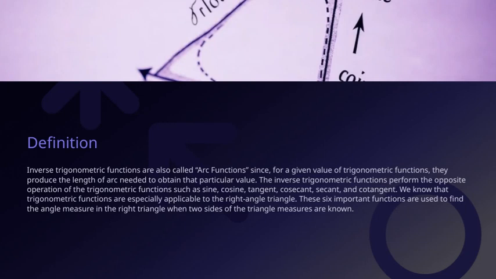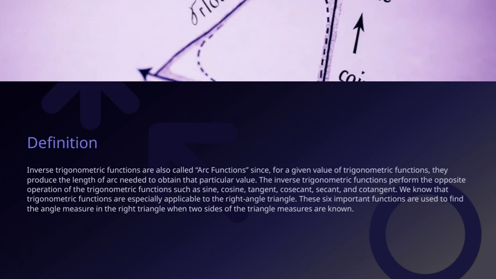Inverse trigonometric functions are also known as arc functions, and there's a good reason for that. When we input a value into these functions, they tell us the length of the arc needed to produce that particular value. It's like working backwards from the sine, cosine, or tangent to find the angle itself. These inverse functions perform the opposite operation of the regular trigonometric functions, which means if sine, cosine, tangent, cosecant, secant, or cotangent give us a ratio, the inverse functions help us find the angle that corresponds to that ratio.